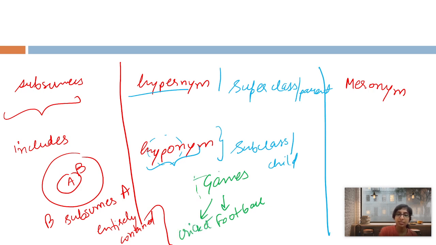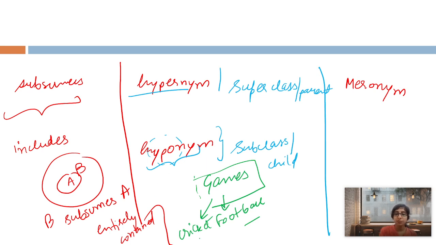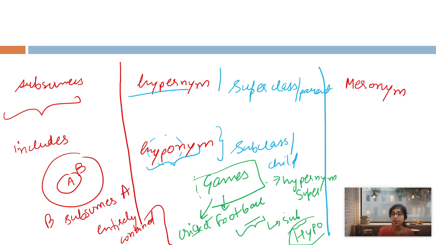So if you see, games is a broader category, and cricket and football are more specific categories. Here you can say games is your hypernym or your superclass, and cricket or football are your subclasses or hyponyms. You need to take care that the child or the subclass will be referred to as the hyponym, and the parent or the superclass will be referred to as the hypernym.